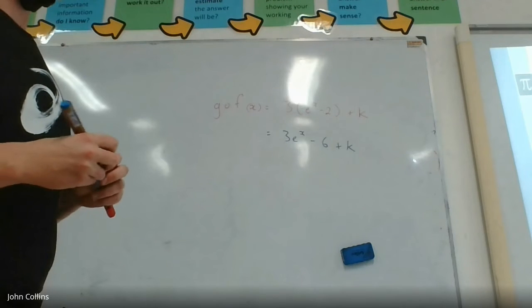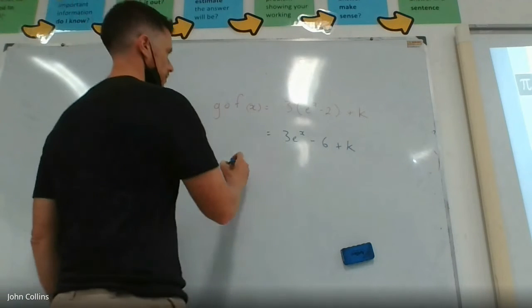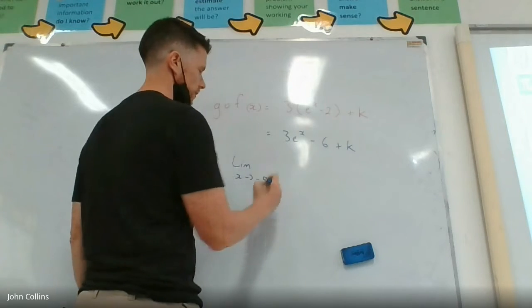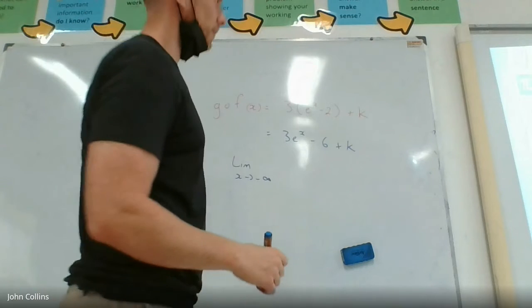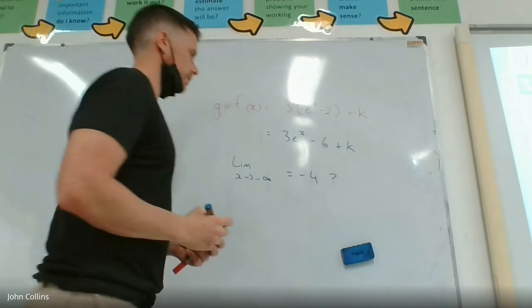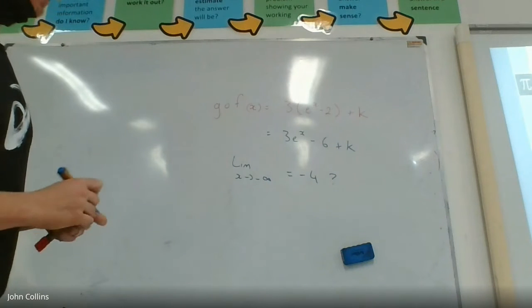Waiting for someone to maybe explain this then. Limit, as x approaches negative infinity, equals negative 4, find the value of k.